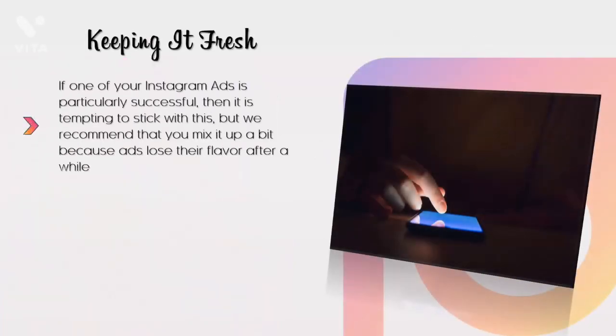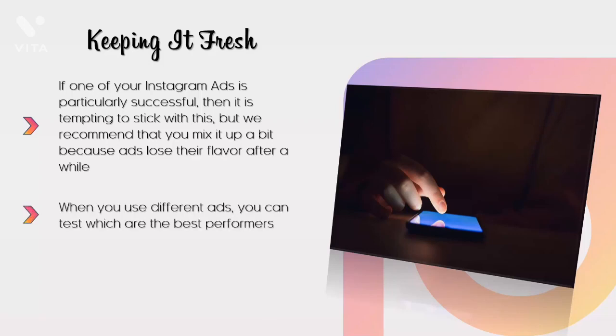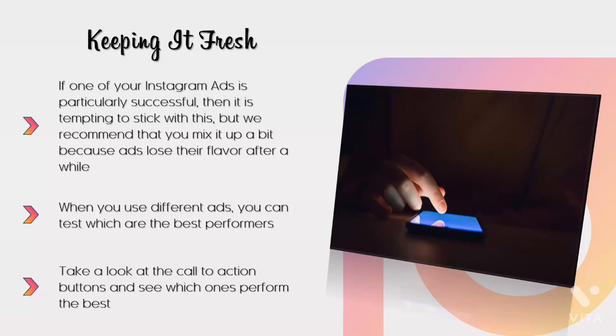Keeping it fresh. If one of your Instagram ads is particularly successful, then it is tempting to stick with this. But we recommend that you mix it up a bit because ads lose their flavor after a while. Every week or fortnight, switch the ads that you are displaying. This will help to prevent your audience from tuning out. When you use different ads, you can test which are the best performers. You can easily change an ad by using a different caption, for example. In fact, we strongly encourage you to use different ad copy and visuals within a campaign. Take a look at the call to action buttons and see which ones perform the best. For example, does Shop Now perform better than Learn More?